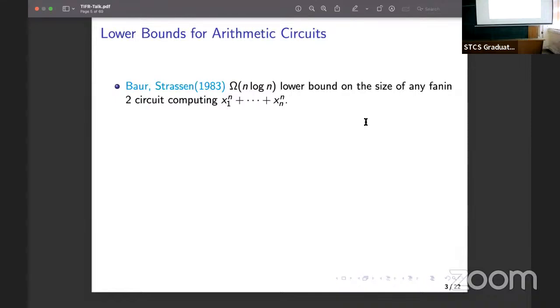If you look at this polynomial, x1 to the n plus x2 to the n plus ... xn to the n, Baur and Strassen in 1983 showed that the number of product gates you need to compute this polynomial is n log n. So any fan-in-2 circuit computing this polynomial must have size at least this much. The goal roughly is n to the little omega of 1, and the current best is n log n. So this has been the current best.